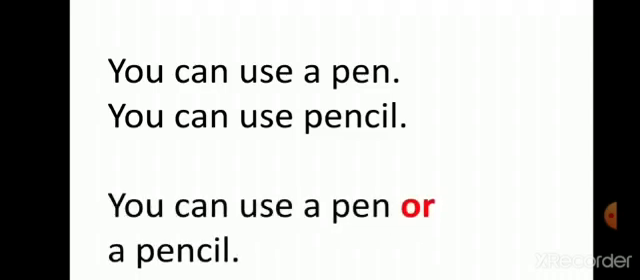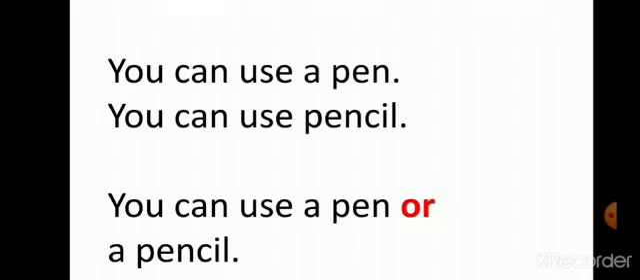Now here, what is the common part? "You can use a". This is the common part, and the common part will not be taken while joining the sentences. So here is the answer. You can use a pen or a pencil. So this is the right answer. This way we will go on joining many sentences by using "and" and "or".